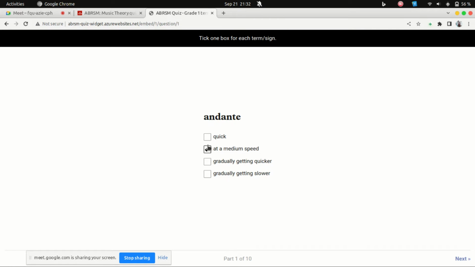After ticking the box, you look at the bottom right corner, you have a link written next. You click next, and then we have cresc. What does it mean? Gradually. What is it short for? It's a short form of which term? Crescendo. What does it mean? Gradually getting louder. Okay. And then click on next.